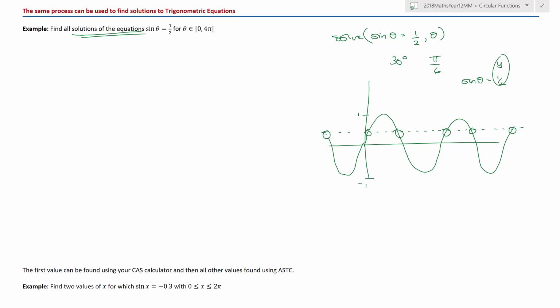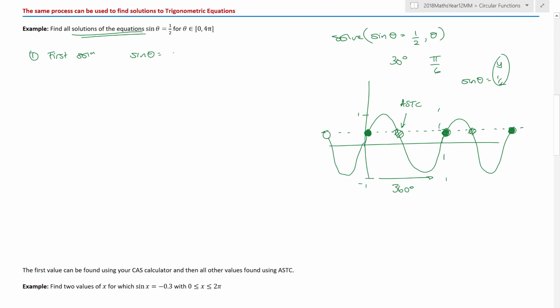Now, the good news is, I only need one value to help me find all of the rest. If I know this value here, I can find that value there using all stations to Canberra. And what do I know about a sine curve? It's periodic, as in it repeats every 360 degrees. So whatever this value is here, I just add 360 to get that value, add another 360 to get that value, and so we go on. Likewise, whatever this value is here, add 360, I get there, and so it goes on. That's the great thing about sine and cosine curves. It's just using these symmetry properties. So always find the first solution.